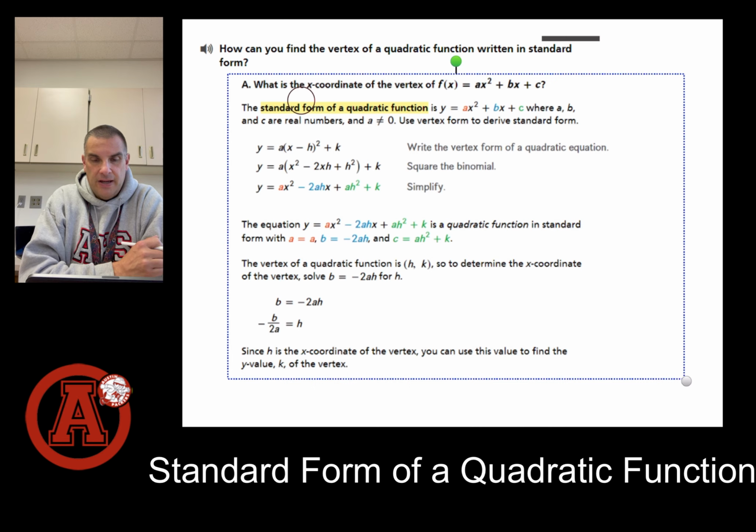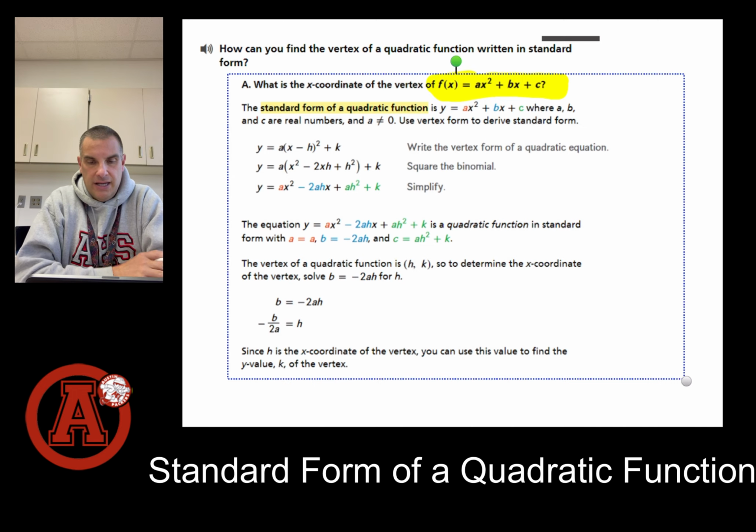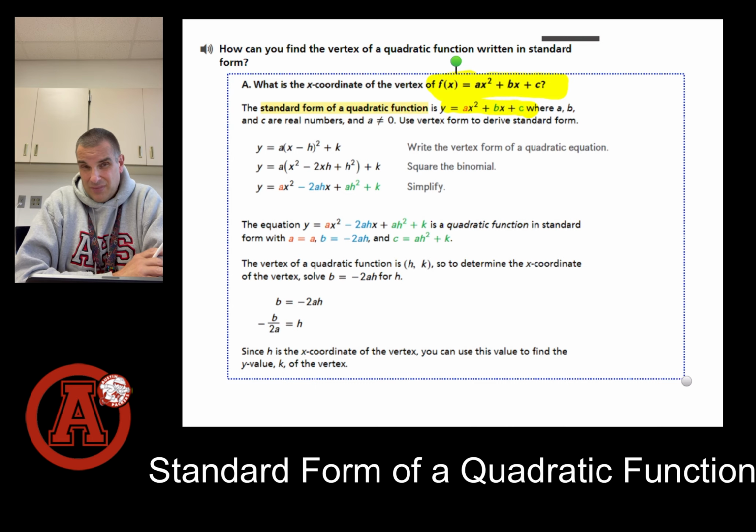So how do you find the vertex of a quadratic function written in standard form? First and foremost, what's standard form? Standard form for a quadratic function is f of x is equal to a x squared plus b x plus c. Now understand that a, b, and c are just real numbers. And a can't be 0, because if a is 0, then you've got a linear function.